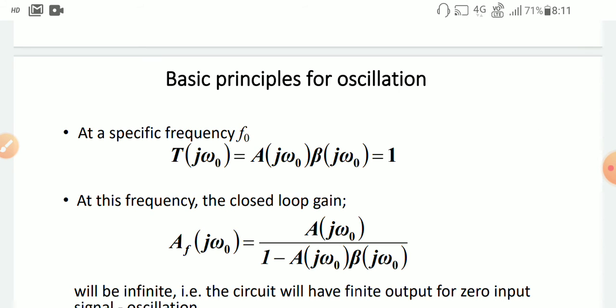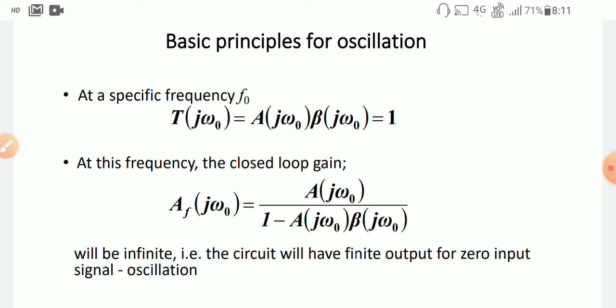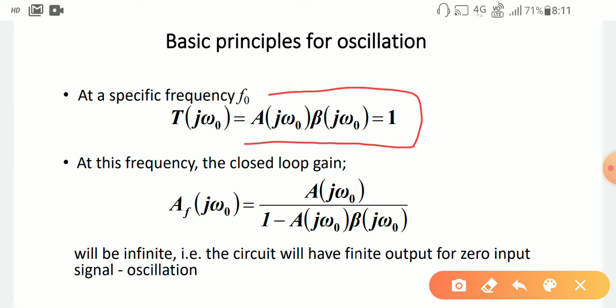The condition for oscillation is that you recall the Barkhausen criteria, where A beta should be equal to 1. So you write this in the frequency domain form, because the Barkhausen condition is A beta equal to 1, and apply it here. Then for the total feedback gain, the circuit will have a finite output for zero input signal, and we conclude that oscillation occurs.